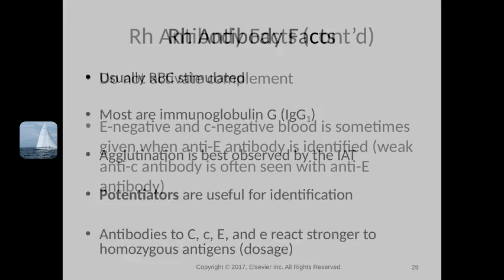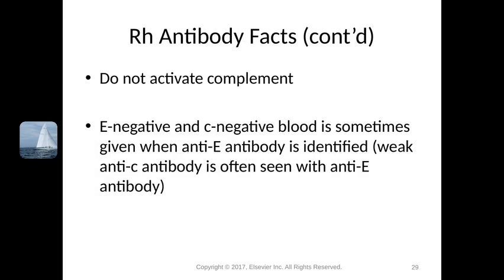So Rh antibody does not activate complement. And one of the things that's key within the Rh family is big E negative and little c negative blood is usually given when an anti-E antibody is identified, because a lot of the times anti-little c is seen together with an anti-big E antibody. So we will screen our donor red cells to give the patient big E antigen and little c antigen negative products. And we do this all the time. This is a rule in the blood bank.